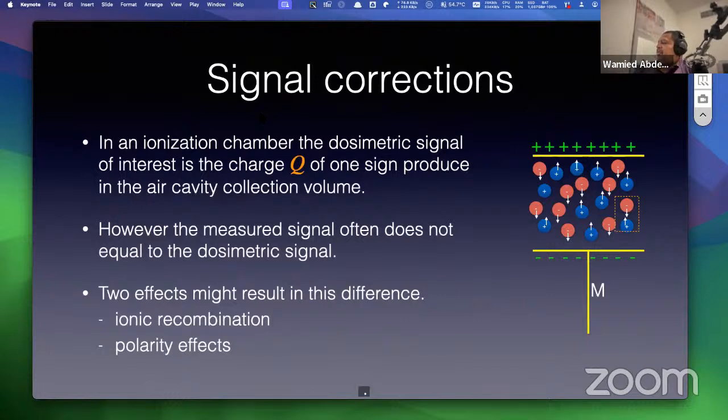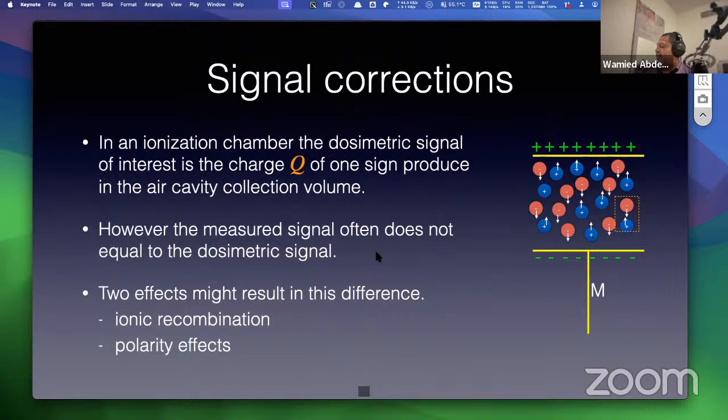So there are some signal corrections that are required for the chamber. Remember, the dosimetric signal, all that we want to determine is the number of ions produced by the radiation beam inside the air cavity, inside the chamber. So that's our dosimetric signal. However, the signal that is collected by or registered by the electrometer might not necessarily equal the signal or the charge that is produced in the cavity.